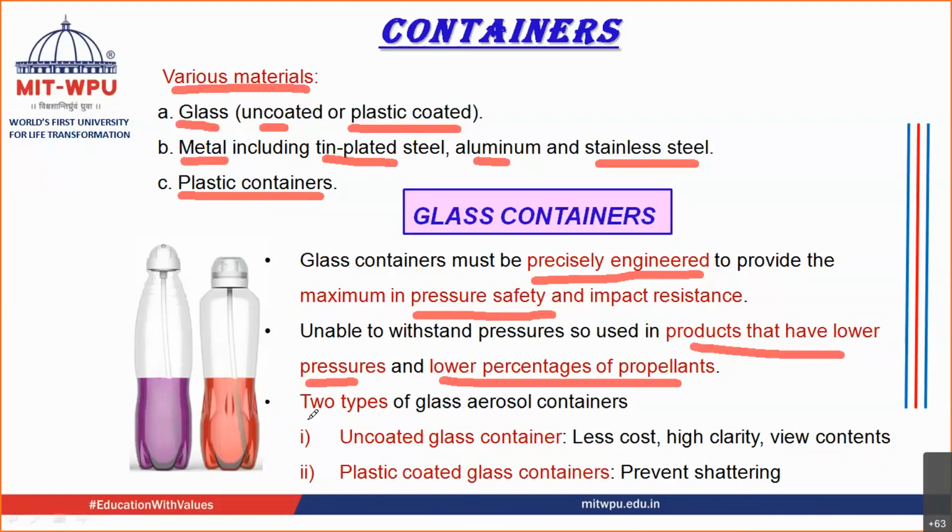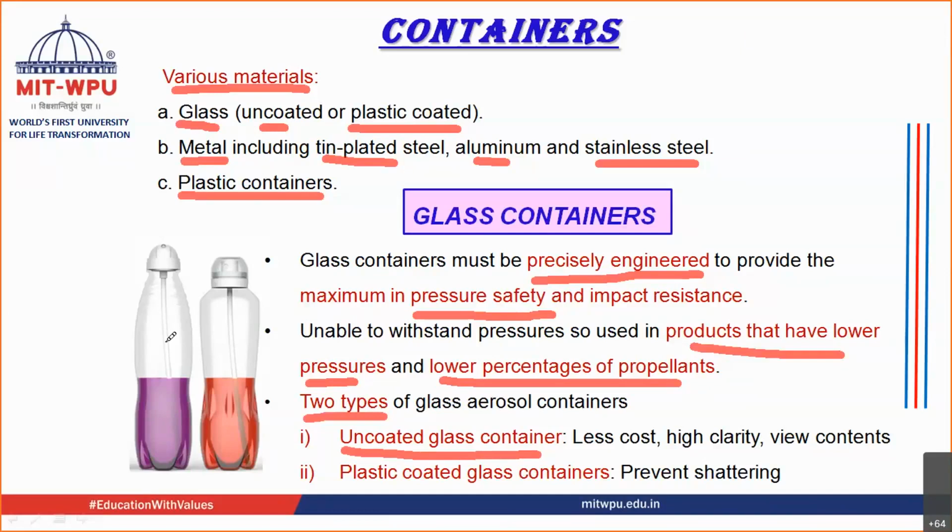There are two types of glass aerosol containers, as we have said earlier. One is the uncoated glass container, whereby the glass container is not coated with plastic. It is less in cost as the coating cost has been eliminated. It has high clarity. All the contents inside can be seen, so that is the advantage of your uncoated glass.